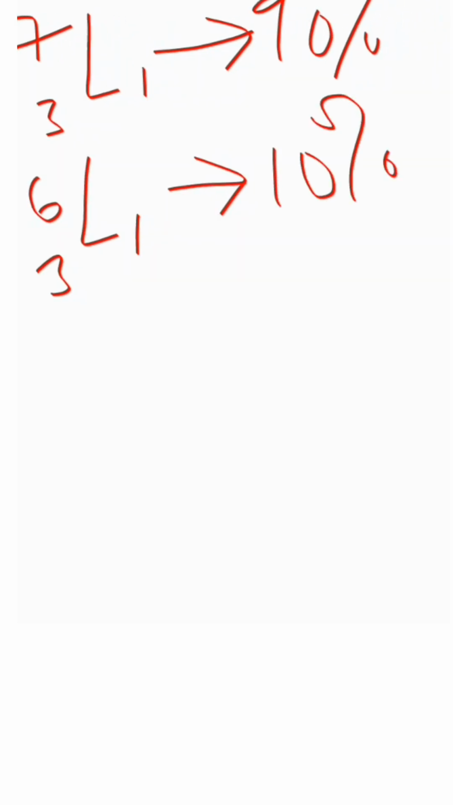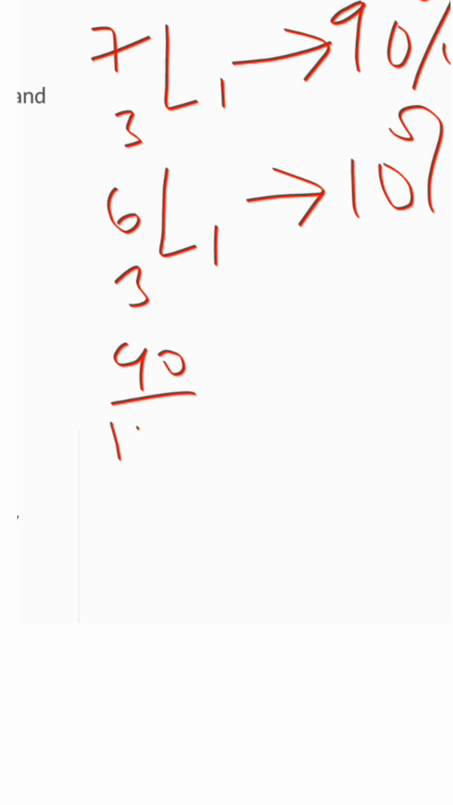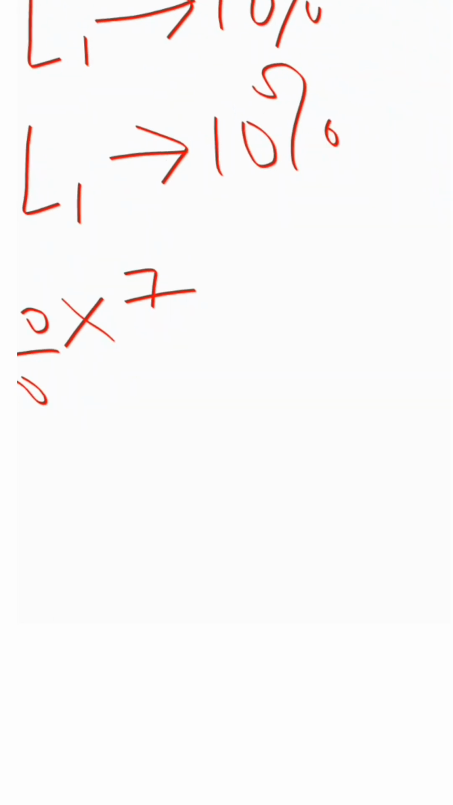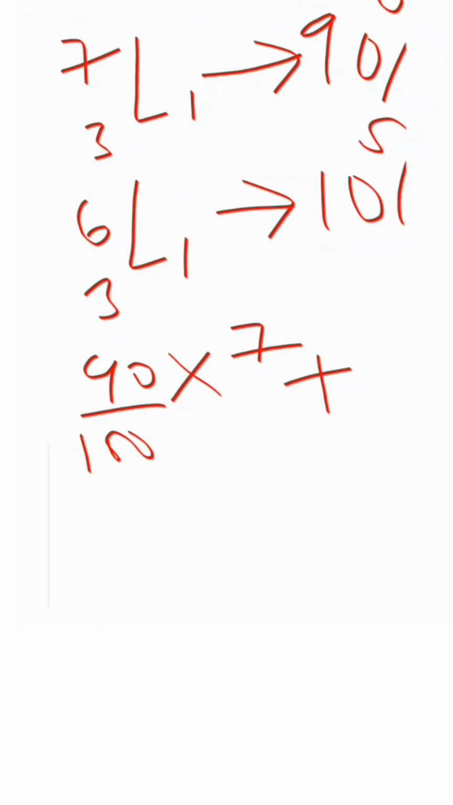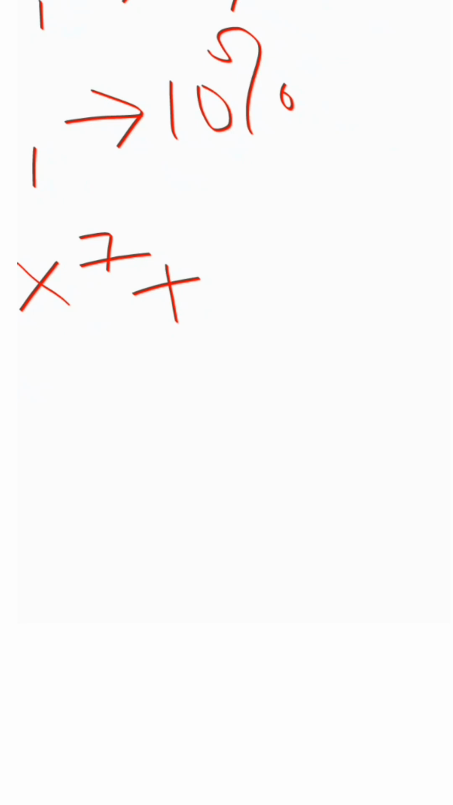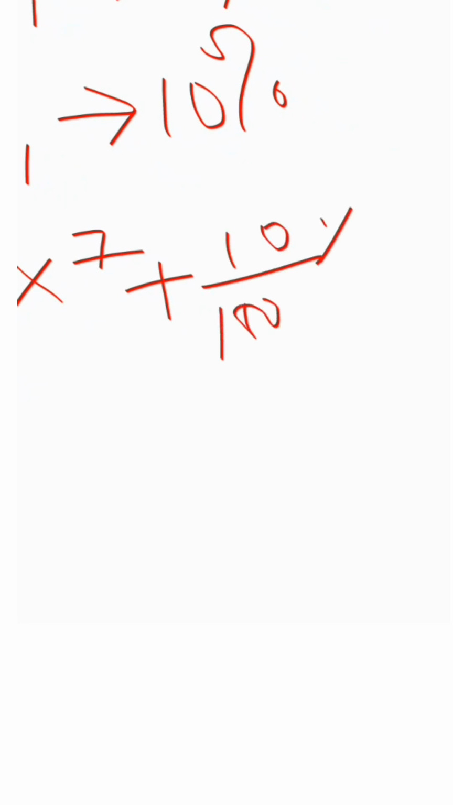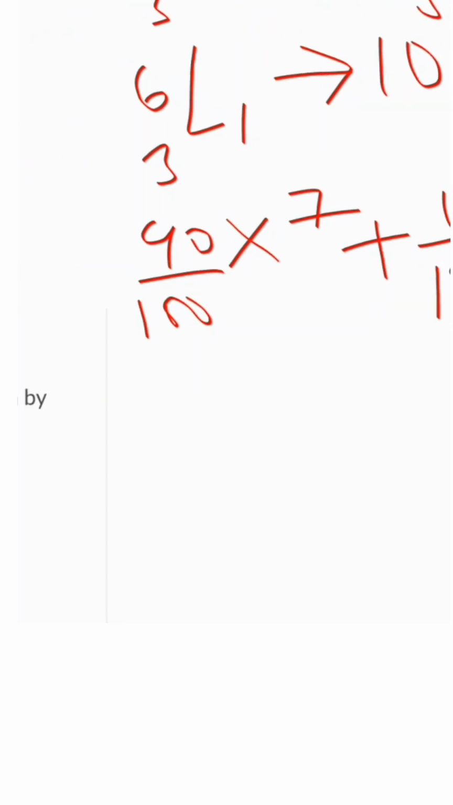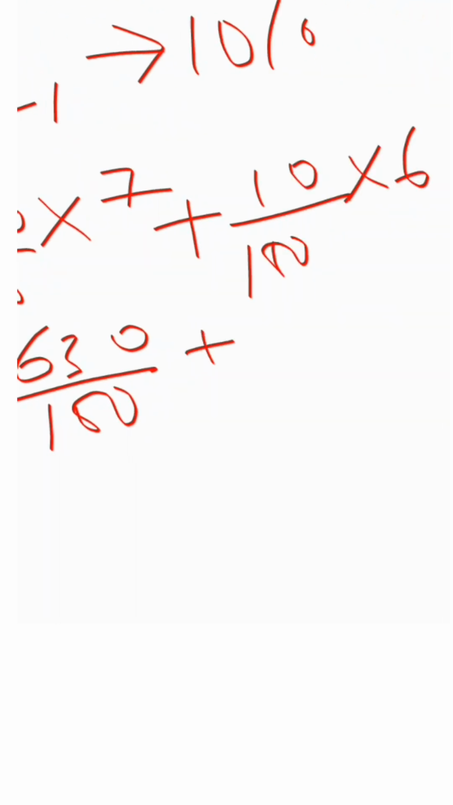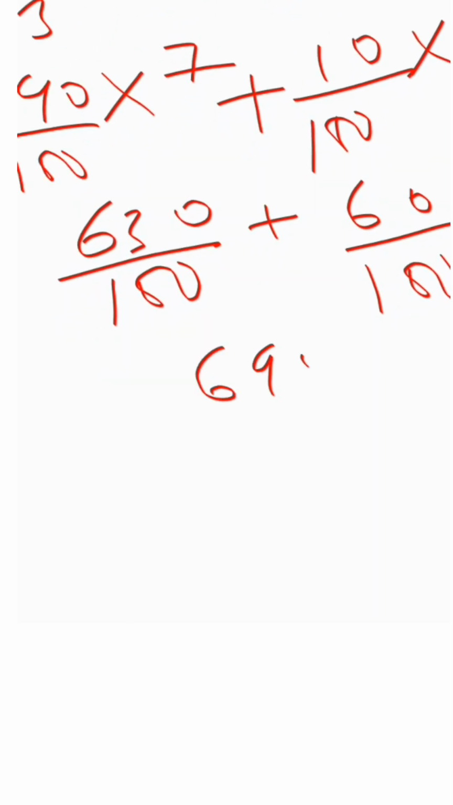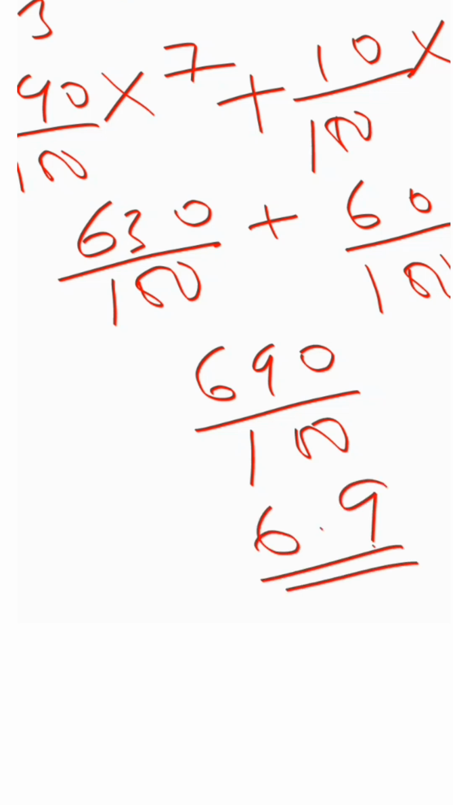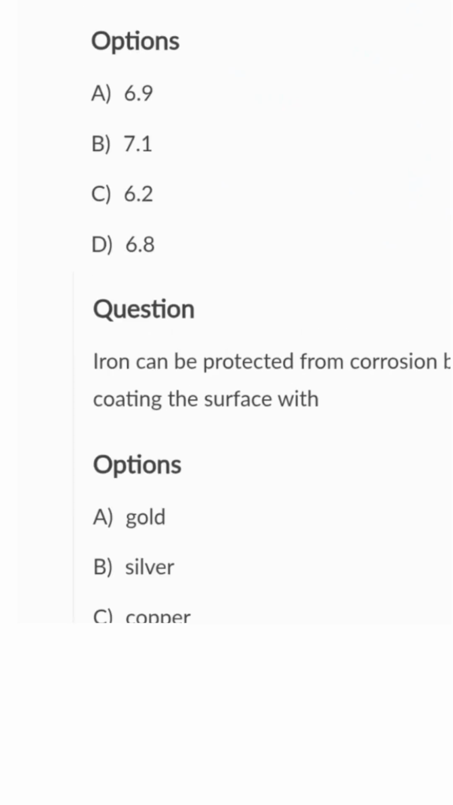So what I'm going to do is just multiply. So just do 90 over 100. That's for the first one. Then times it by 7. 7 is the mass number. Okay, then you add this answer to the second one. That will be 10 over 100, you times this by 6. So if you solve this one, you are going to get 630 over 100. But this one will give you 60 over 100. So if you add it up, you're going to get 690 over 100, which is 6.9. So that means the relative atomic mass is 6.9. So just go there and look for it.